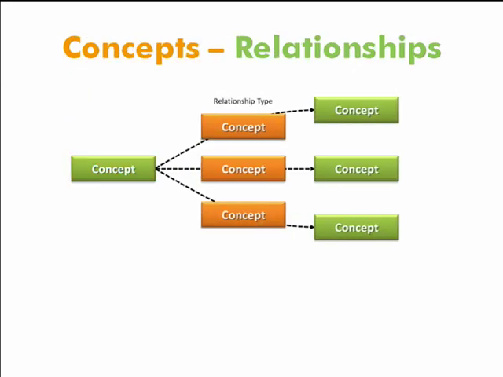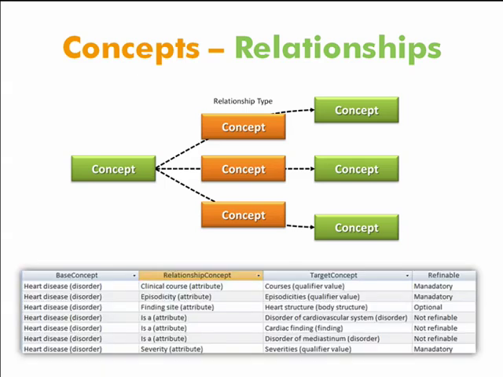A concept relates through a concept to another concept. And that's why I think it's just a little bit confusing, because it's a concept through a concept to a concept. So when you look back at our friend heart disease, that sounds bad, what you see is that heart disease has this type of relationship to this guy and whether or not it's refinable. So here's one where you say heart disease, and this is a classification scheme. Heart disease is a disorder of the cardiovascular system. Heart disease is a cardiac finding.